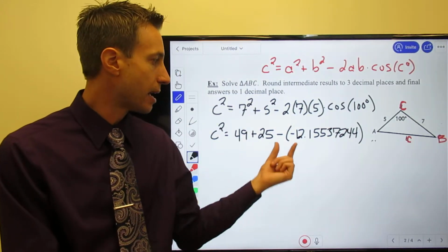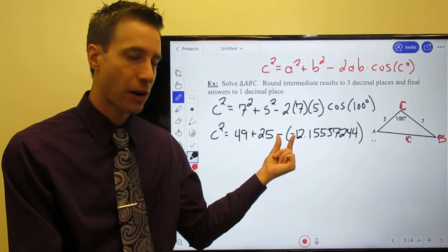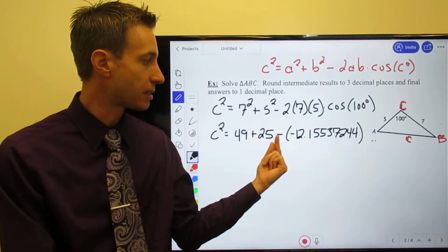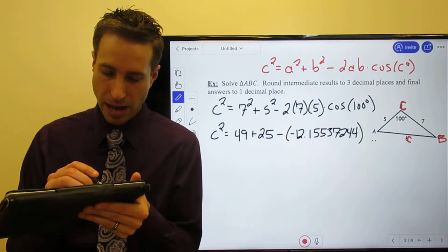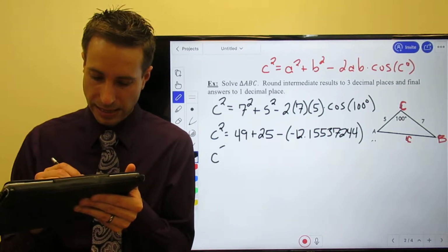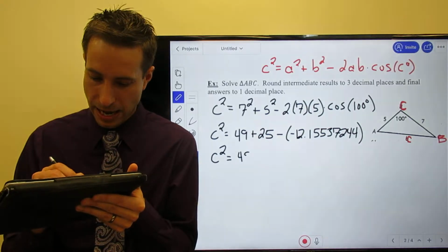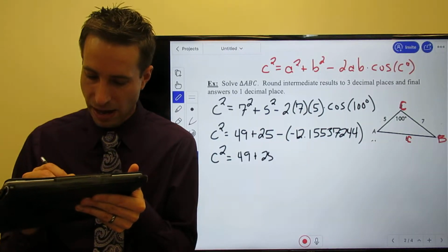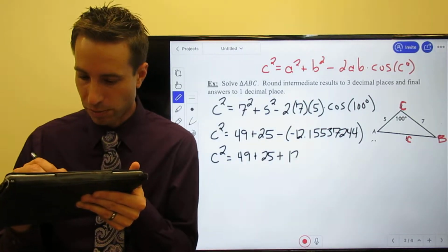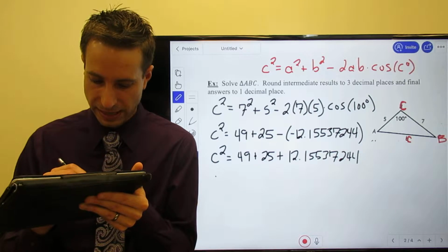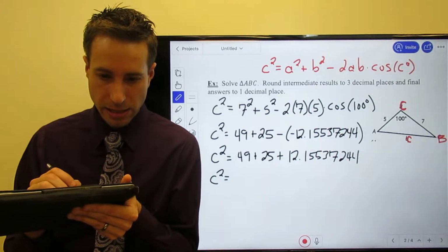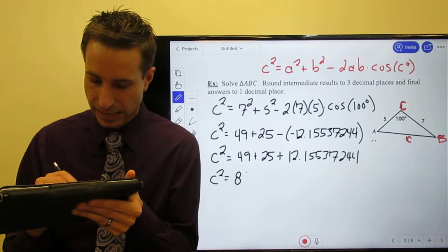Anyway, here's the point, negative of a negative. It is very, very important that you are careful of your signs. Minus times a minus is going to be a positive. I'm going to add those guys together. So 49 plus 25 plus 12.155372444. Fantastic. C squared is going to be equal to 86.